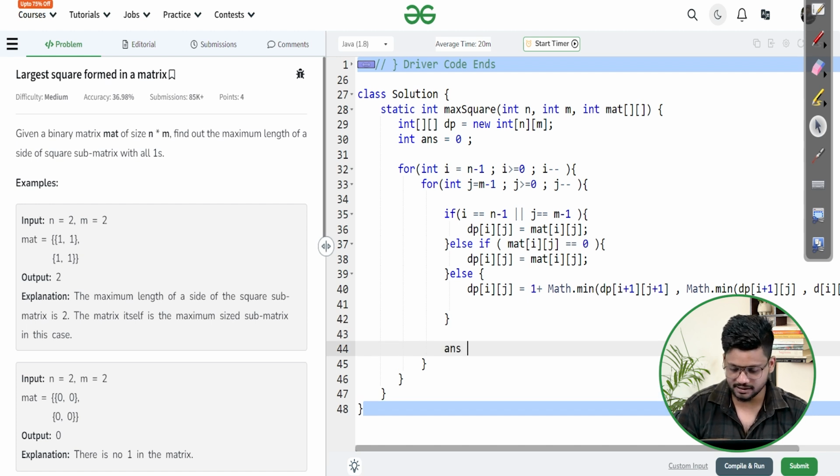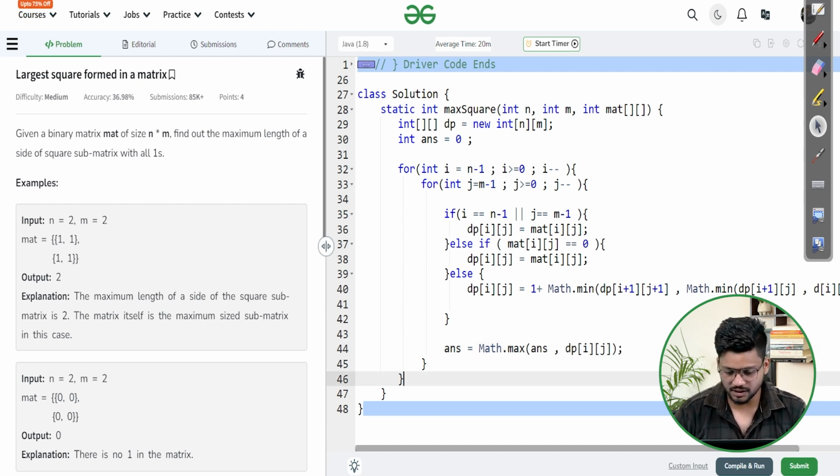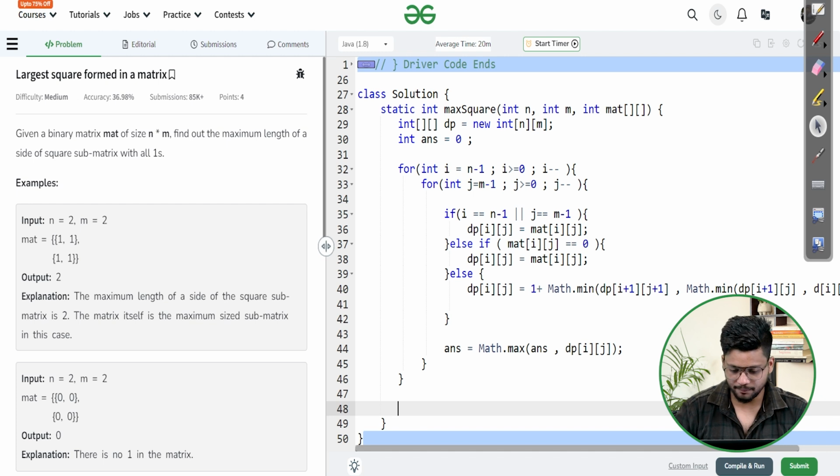After this we will update the answer value as well. We have to find the maximum value, that's why I'm putting this. Answer equals to Math.max of answer comma dp of i and j. So this line will find out the maximum value of this whole dp array, and now we have to return the answer. So this is how we are doing this question.